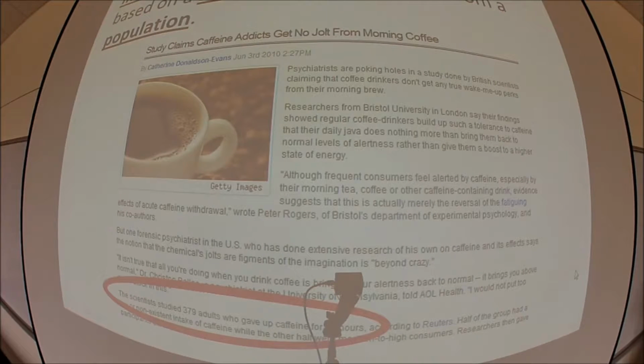The trick with this one too is the headline: study claims caffeine addicts get no jolt from morning coffee. This happens all the time in mass media. As soon as mass media gets their claws on a research study, they interpret it verbally in their own way. First of all, what is a caffeine addict? Someone that grows a dependence on a substance. Good. How do we measure that, Raphael? That's very good. How do we measure who is and who isn't a caffeine addict?